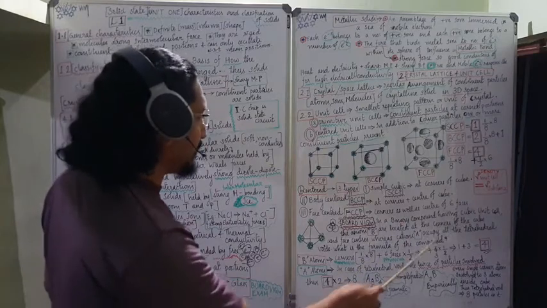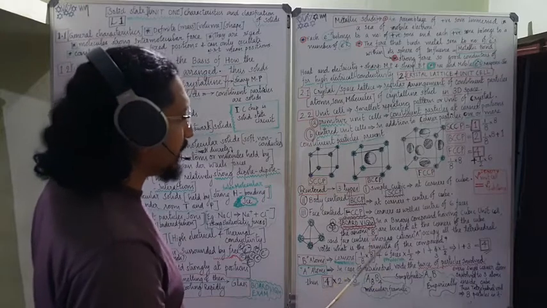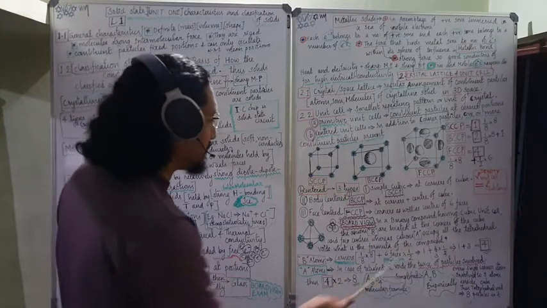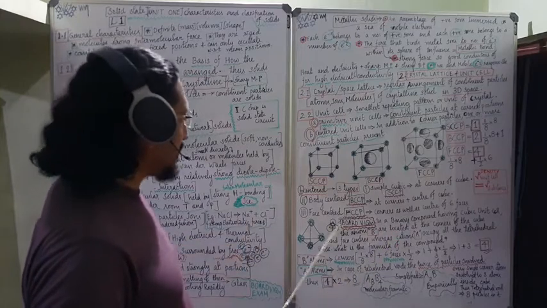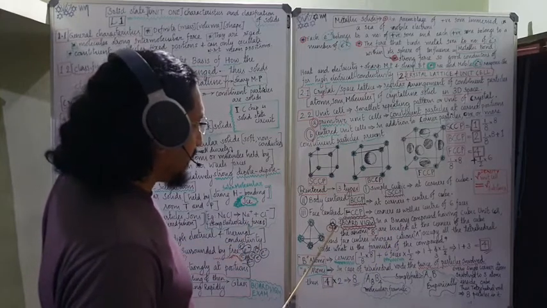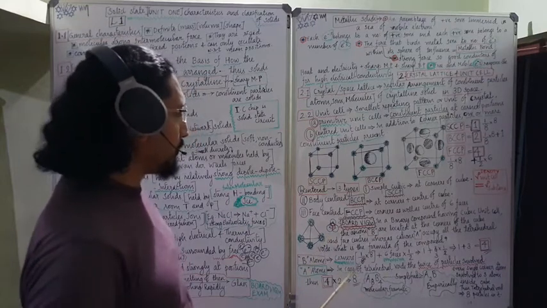Then it is asked, in a binary compound having a cubic unit cell, the anions B are located at the corners of the cube and face centers, whereas cations A occupy all the tetrahedral voids. Cations, that means positively charged ions, are A, and they occupy the tetrahedral voids. What is the formula of the compound?